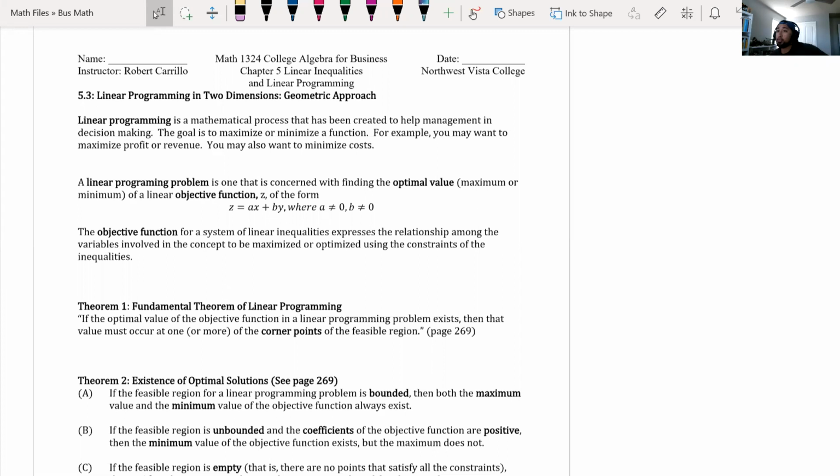Okay. So linear programming is a mathematical process that has been created to help management in decision making. The goal is to maximize or minimize a function. For example, we may want to maximize profit or revenue, and we may also want to minimize costs. A linear programming problem is one that is concerned with finding the optimal value, a max or minimum, of the objective function Z in the form of Z equals AX plus BY, where A and B can't be zero. The objective function for a system of linear inequalities expresses the relationship among the variables involved in the concept to be maximized or optimized using the constraints of the inequalities.